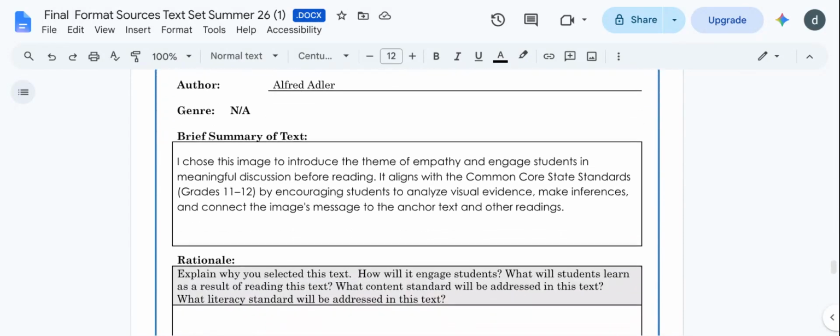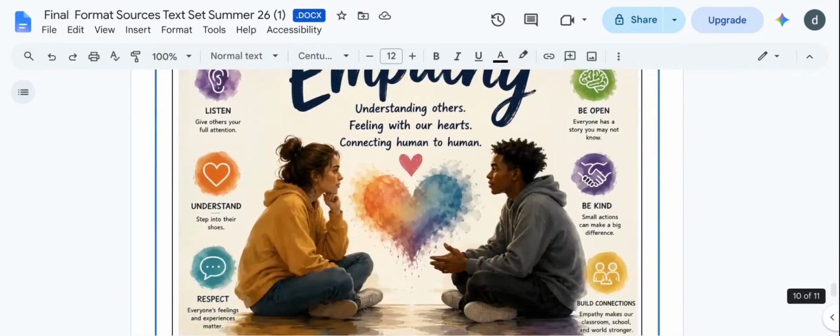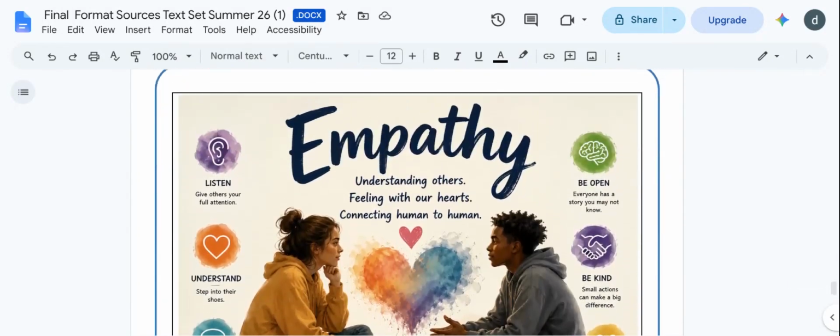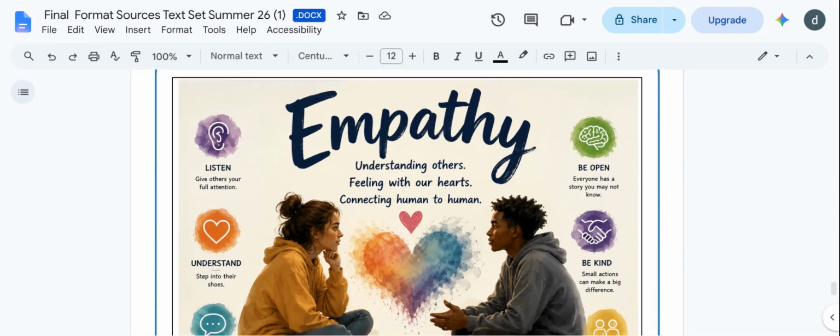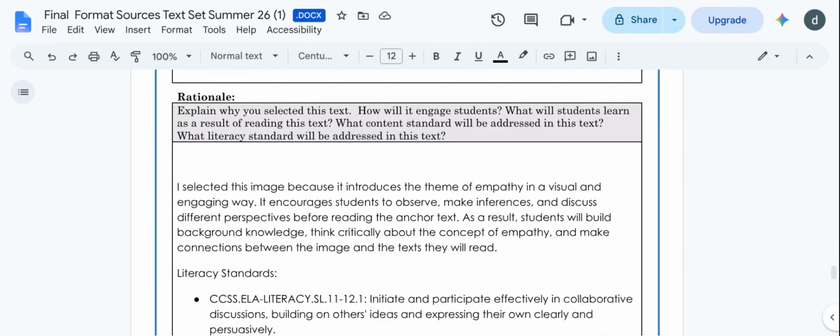So last but not least, I chose this picture because it's a very beautiful picture, and in this picture, anybody can see it in another way. It can be love, and love is empathy. It just depends on how you define love here. I selected this image because it introduces the theme of empathy in a visual and engaging way. It encourages students to observe and make inferences, like I said.